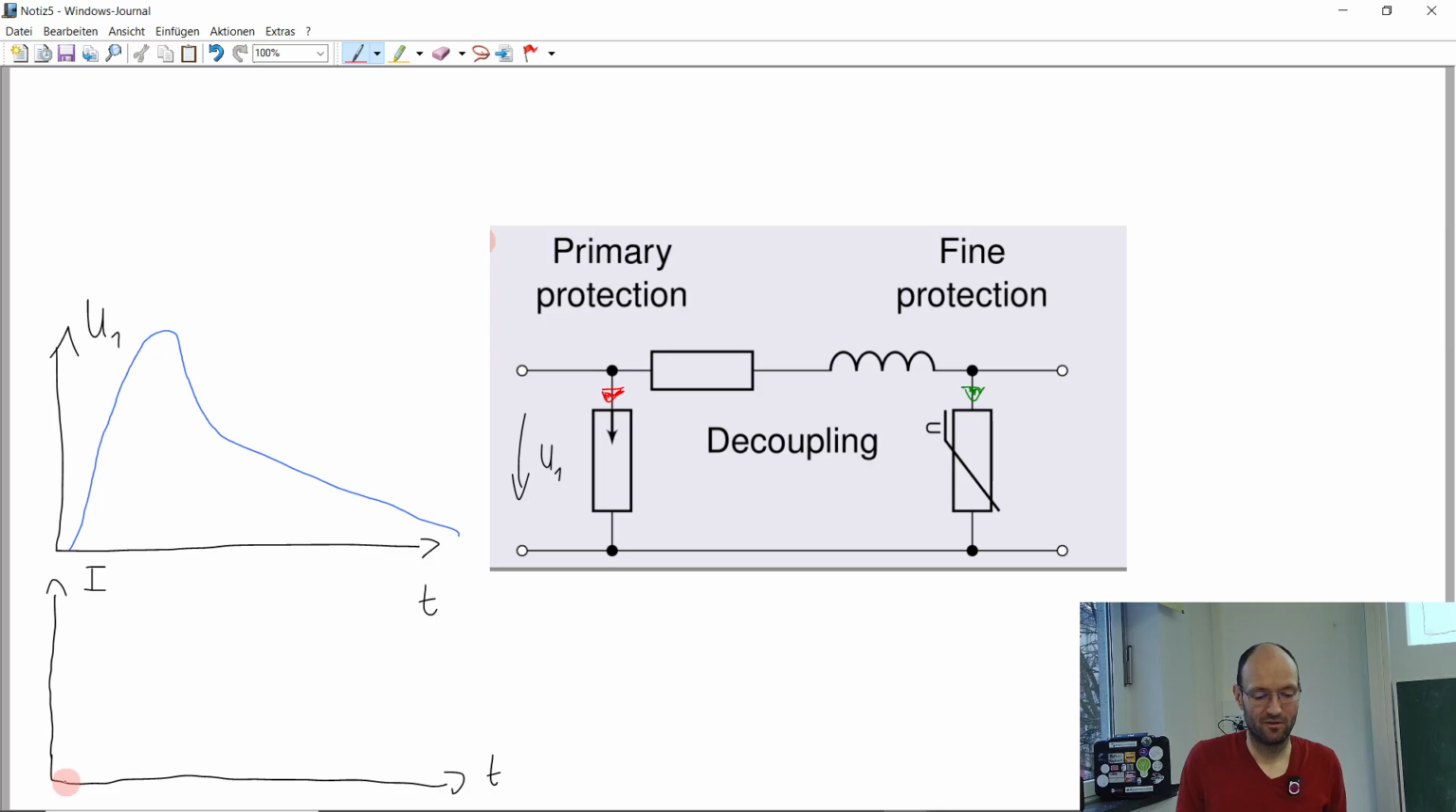So here's where the disturbance starts, but our primary protection needs some time to react. So unfortunately, nothing will happen at the beginning, but then it protects, and then it will. So the current will increase, and it will dissipate this current, and that we have there from our voltage, and everything will be fine.